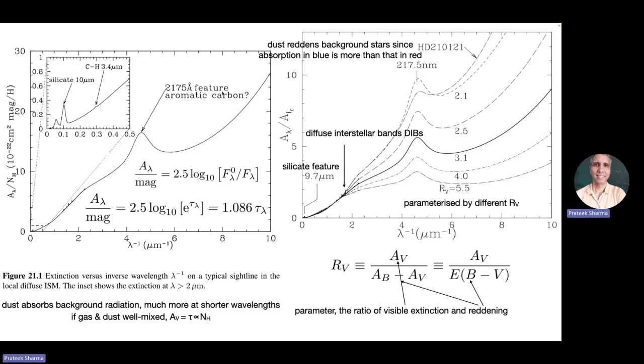This is also another common feature, this 2175 angstrom ultraviolet feature. You can see the question mark. Is this aromatic carbon? They don't know. I mean, this is a guess. So you see, even such an important feature is not quite identified with certainty. This is the silicate feature that is zoomed in here.